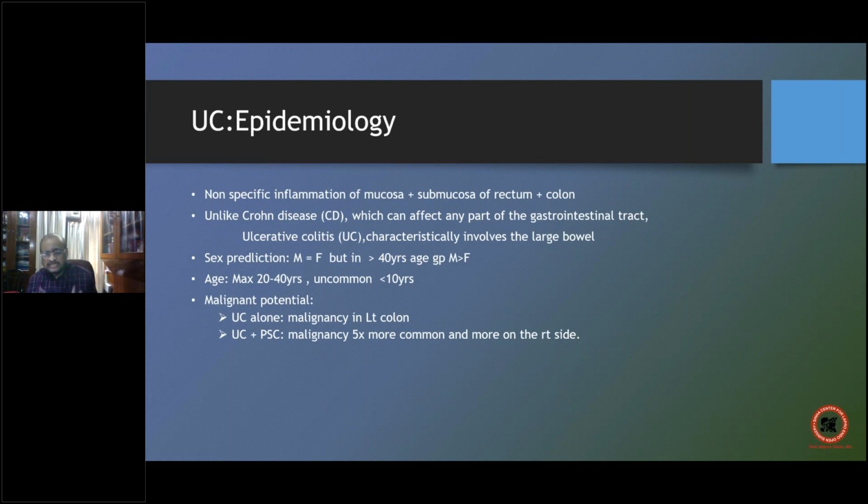The malignant potential, this is a logical factor. Ulcerative colitis alone, malignancy in the left colon. If you have the sclerosing cholangitis along with ulcerative colitis, then malignancy is 5 times more common and more on the right side. So see the difference, the left side, the right side, and the incidence 5 times.